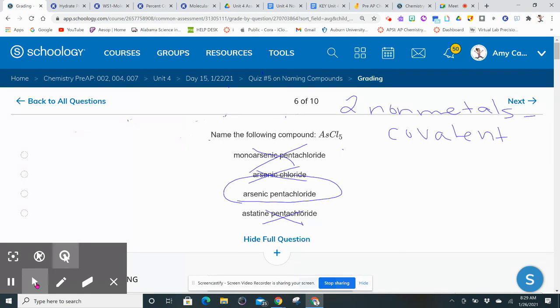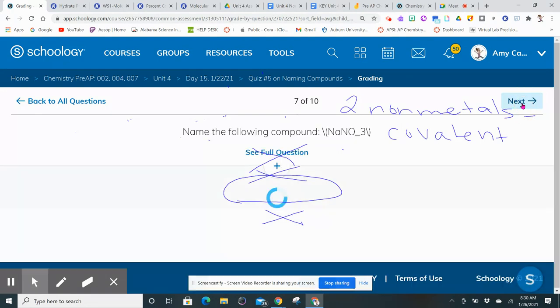Okay, questions there? Covalents are the easiest ones to name because you don't have to worry about charges. All you have to do is put the prefixes in the right place. That's it. So they're super easy.